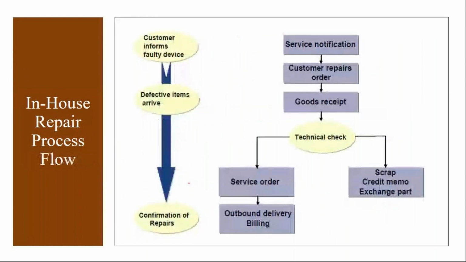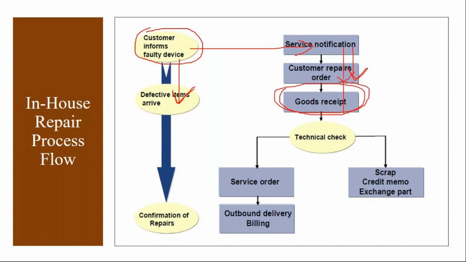Okay, so basically the one which we just discussed is: the customer informs about a faulty device. Then what you do for that, you create a service notification. From the service notification, you create a repair order. Okay, so why we need to create a repair order here is that the customer returns the defective item. So to receive that, you create a repair order, and using that repair order, you do the GR, return delivery. In SAP, it is called return delivery. Okay, so till this part, you receive it.